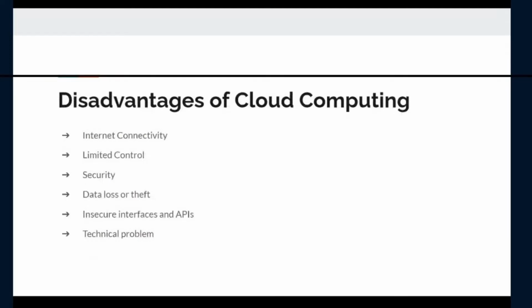For disadvantages of cloud computing, you need to check your internet connection. It needs to be stable. Limited control, security: as I said, it depends on the technology that you use. Data loss or theft: yes, it's possible to lose your data there. Insecure interfaces and APIs, and technical problems.